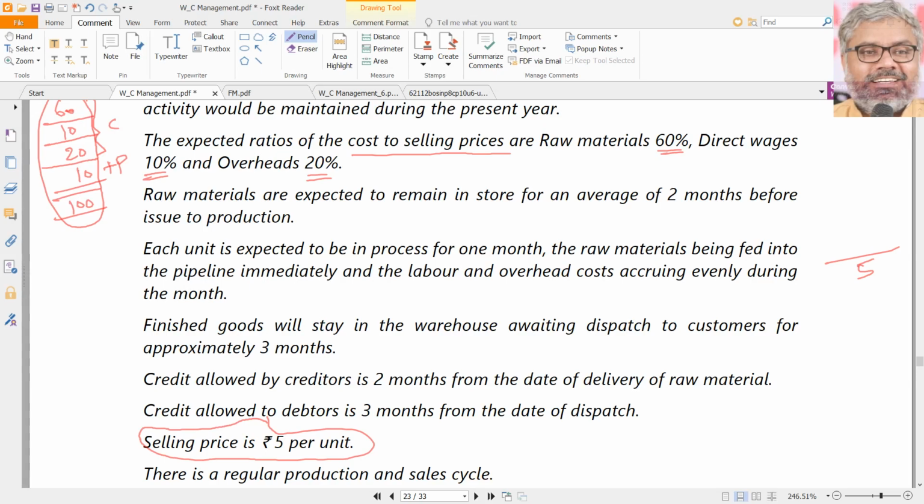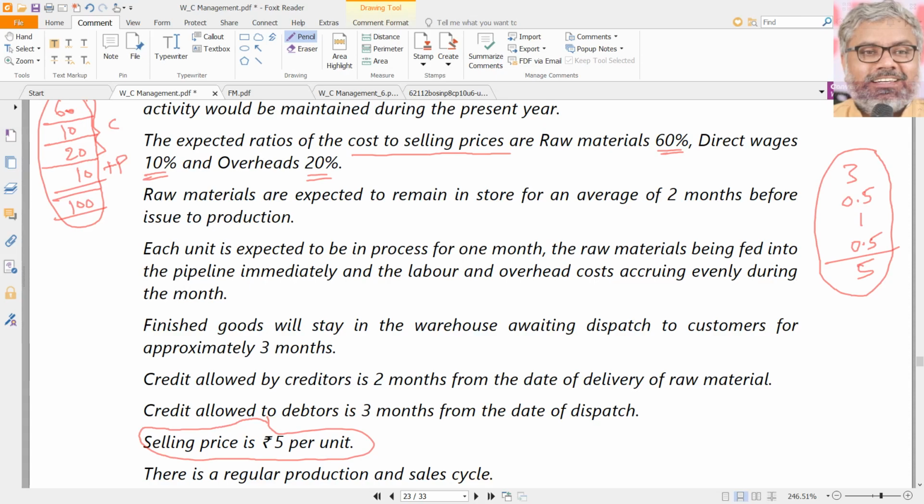Out of that, raw materials will be how much? 60% means 3 rupees. Then labor, wages cost in this 5 rupees. On selling price he has given, not in the cost. Cost to selling price it is. So in this wages cost will be 10% means how much? 0.5. For overheads it is 20% of 5 rupees means 1, and remaining 0.5 is profit. That's it. This is the cost structure. So how the selling price is divided into various costs and profit is given indirectly.